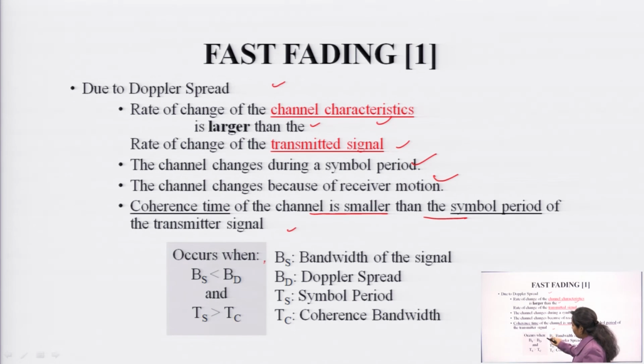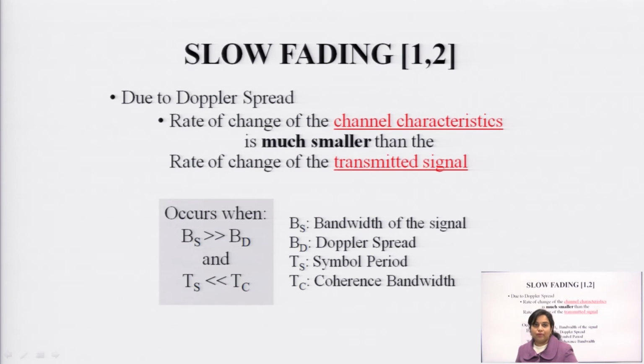So, it occurs when, these 2 points you have to keep in mind, the bandwidth of the signal should be greater than the Doppler spread, and the symbol period should be greater than the coherence time. So, these 4 things you have to keep in mind while considering this fast fading.